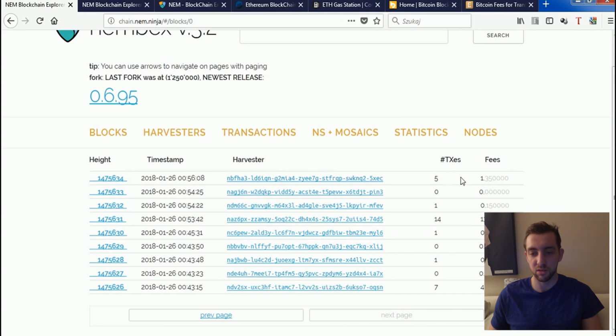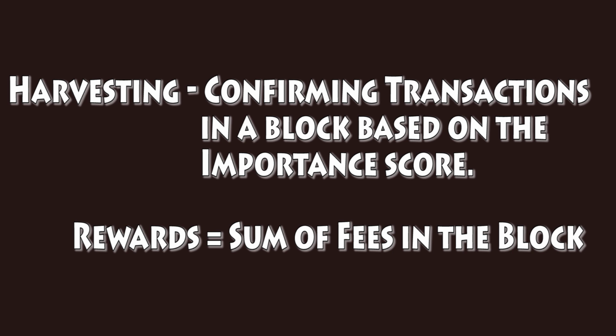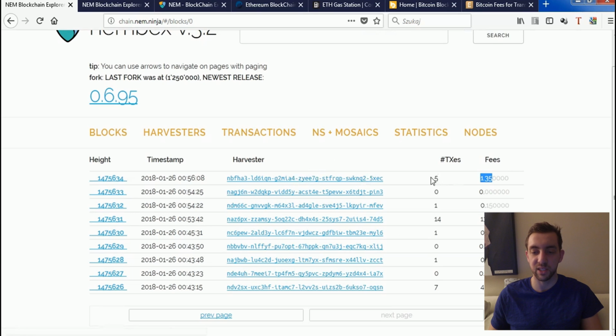So I explained a little bit about the blocks. Also in NEM, we see how many transactions are in the block and what's the total fee paid in this block for transactions. In terms of NEM, there is no mining reward. Mining on the NEM blockchain is called harvesting. If someone is harvesting, they don't get a reward from NEM itself. They get rewards from the people that are making those transactions.